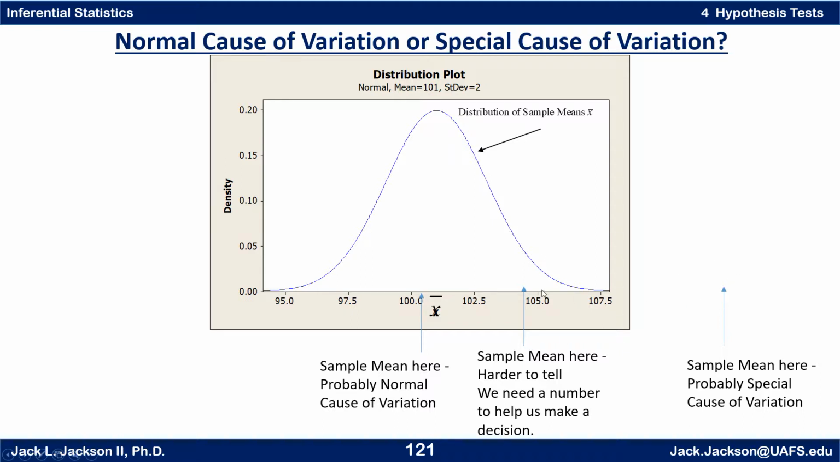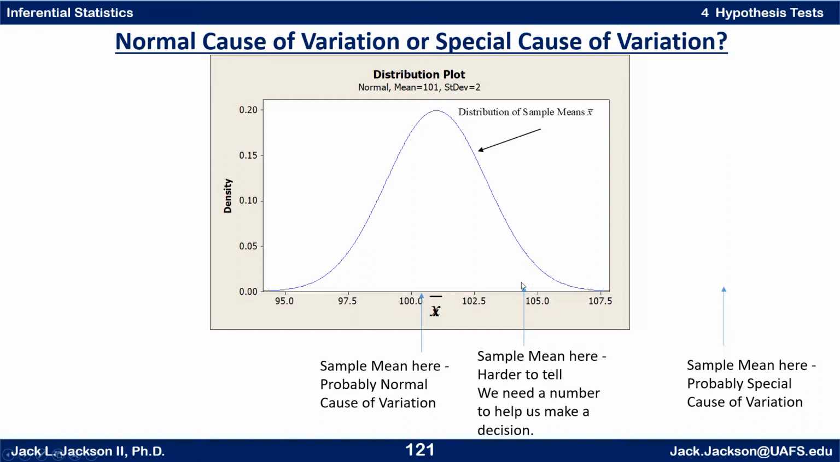On the other hand, if we get something way out here, the probability we would get something way out here is so small that it's much more likely that that's from some special cause of variation. If we got a sample mean way out this way, or equally way out the other side, we'd say, hey, that's so unusual that this is probably not really from this distribution. Something different is going on, like maybe the machine got broken.